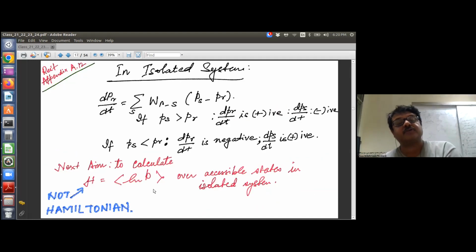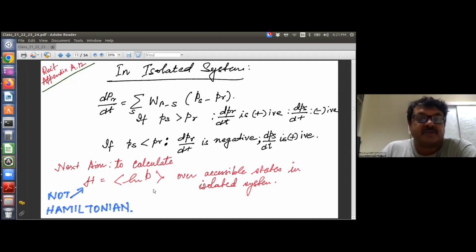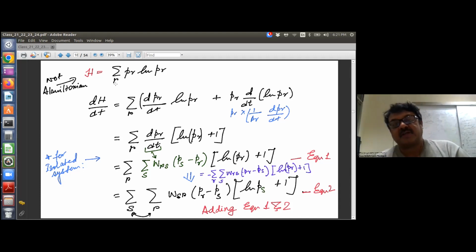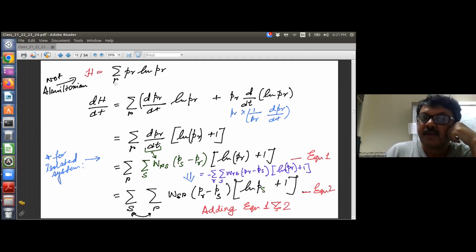And nowhere am I assuming here that all the PRs, the probability of being in a particular microstate, are going to be identical. So just reminding you that this H is not the Hamiltonian, and the way you calculate the expectation value of any quantity is: take the value of that quantity, ln of PR in this case, where R can be any microstate or any state if you like, times the probability of accessing that state.